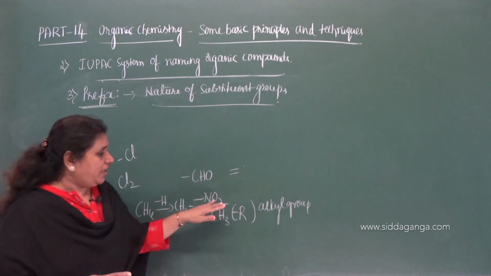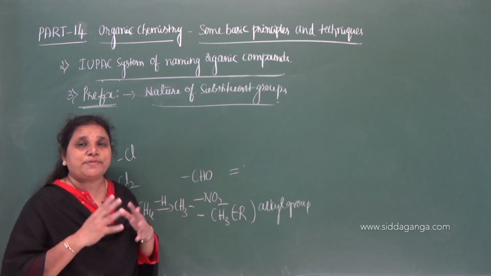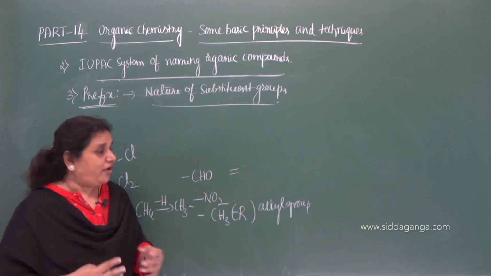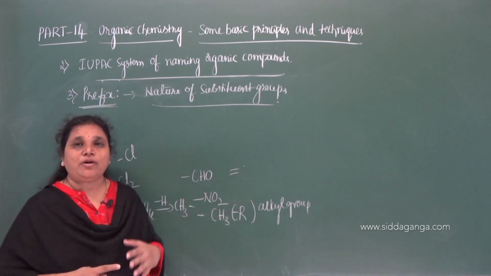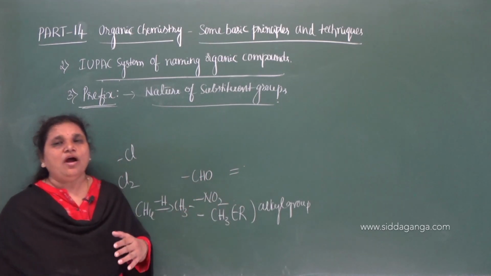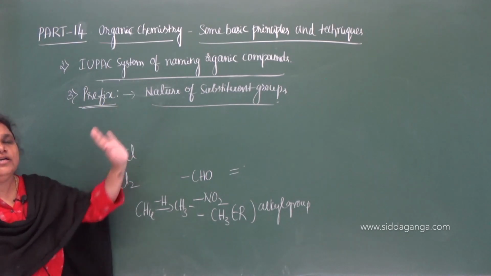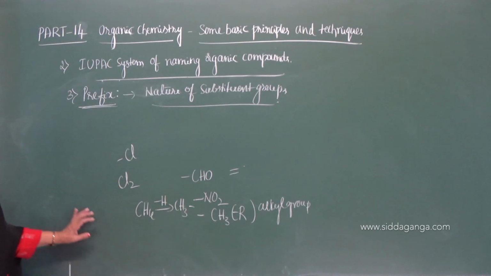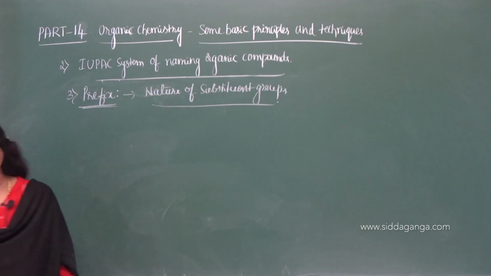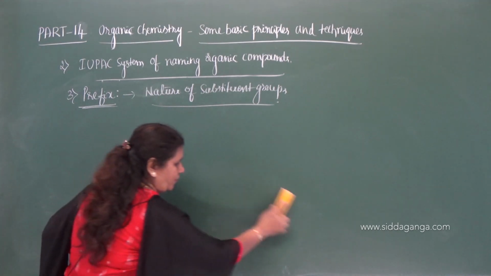So, when is its preference less? When it is present along with functional groups and the multiple bonds. The preference of multiple bonds is also less when present along with the functional group. On the basis of that, the prefix indicates the nature of the substituent groups. Then, this prefix is added before the root word. So, prefixes are added before the root word.